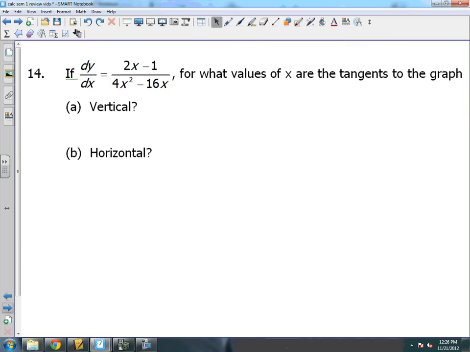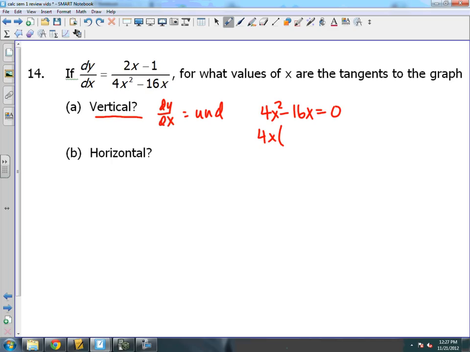All right, so looking at this one. How do you determine what x values make the tangents to the graph vertical, and what x values make the tangents to the graph horizontal. So looking at this one, it's actually real easy. If it's vertical, then I know that dy dx is undefined. Well, what makes dy dx undefined is simply setting the bottom equal to 0. So if you take the bottom of dy dx, the fraction, it would be undefined. So if the bottom equals 0, then the graph is undefined. So I'm going to solve this equation for x.